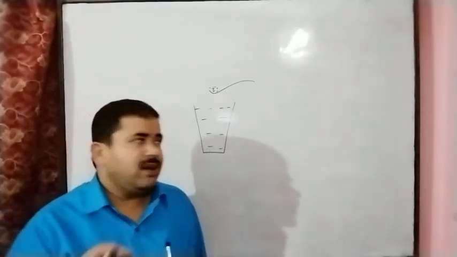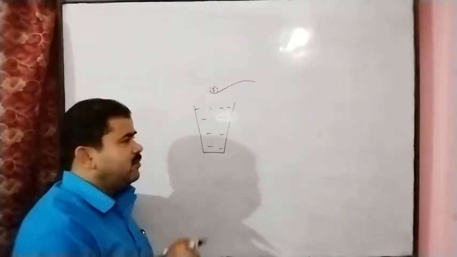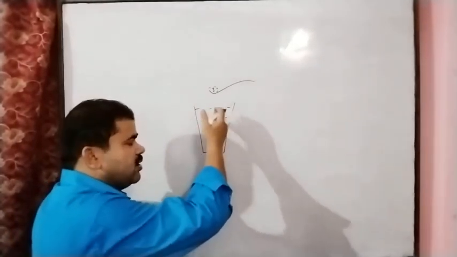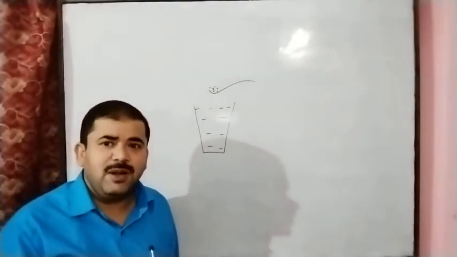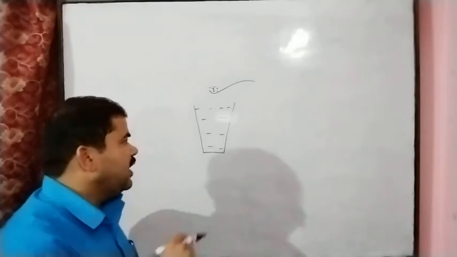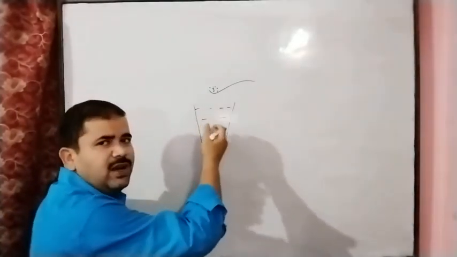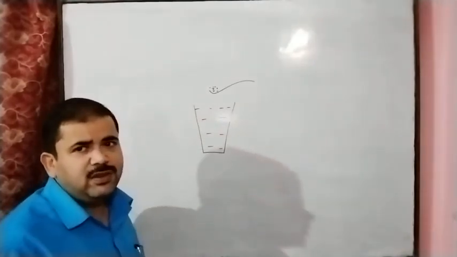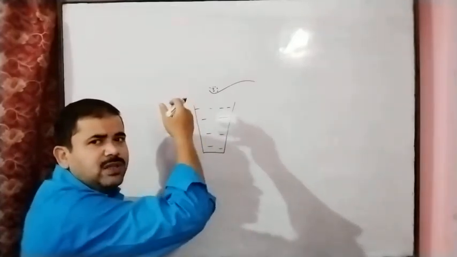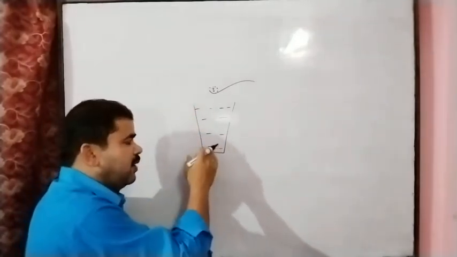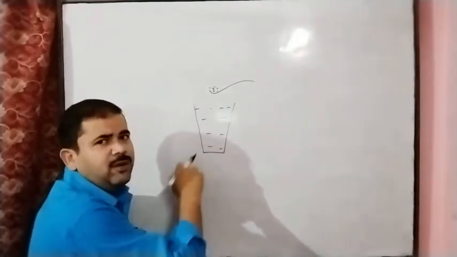Next property: we can separate the constituents of the mixture by simple physical means. Here, this is the sugar solution, and we can easily separate the sugar and water by physical means. By the evaporation process, means by heating, water molecules evaporate and in the end we will get the sugar particles at the bottom of the glass.